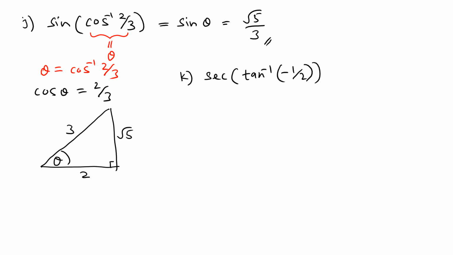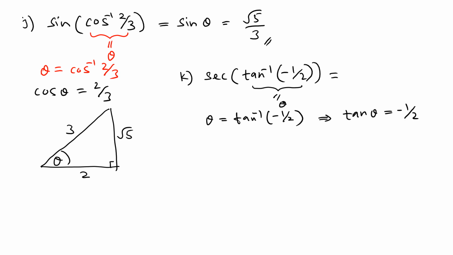We have secant tan inverse negative 1/2. Again, we use a similar argument. We call this theta, so theta equals tan inverse negative 1/2, which says tan theta is negative 1/2. We draw the triangle. This is negative, so it has to be in the fourth quadrant. That is the theta we are talking about, and it is negative. That means negative 1 goes there and 2 goes there, because it's opposite over adjacent. Then we can find the other side, which is square root 5.